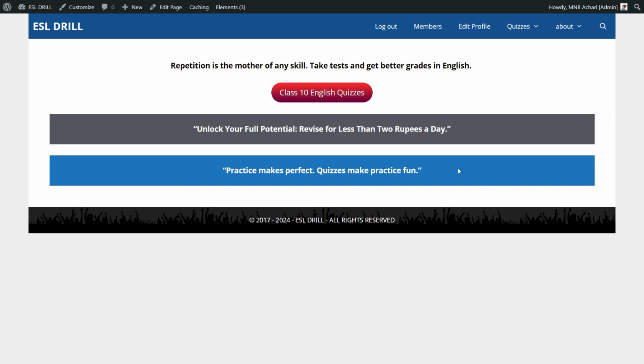Okay, now drill is nothing but repetition. So you often hear of teachers giving drilling when it comes to math tables and some other things that they want to teach the young kids. So drilling, repetition, and I always believe that having knowledge may get you to success, but even without having enough knowledge or enough intelligence, through repetition, one can master any skill. So that's why I say repetition is the mother of any skill. And take tests, get better grades in English.